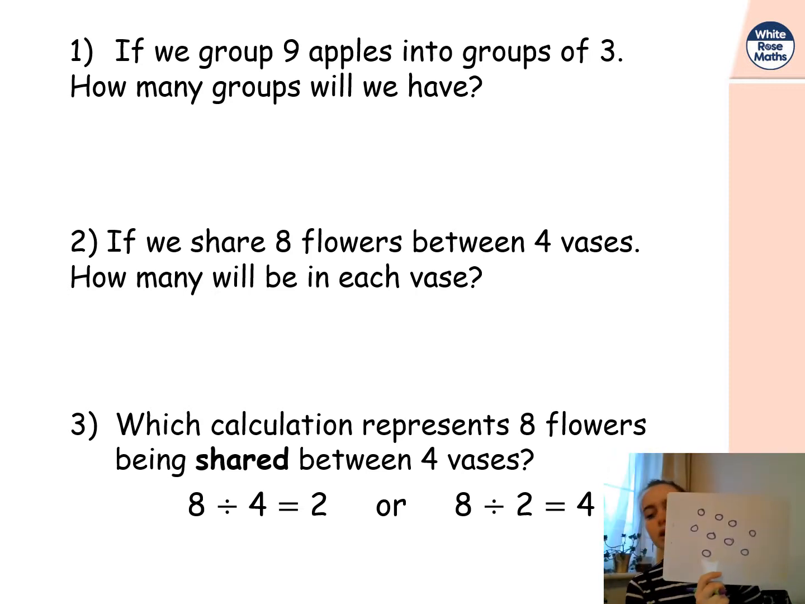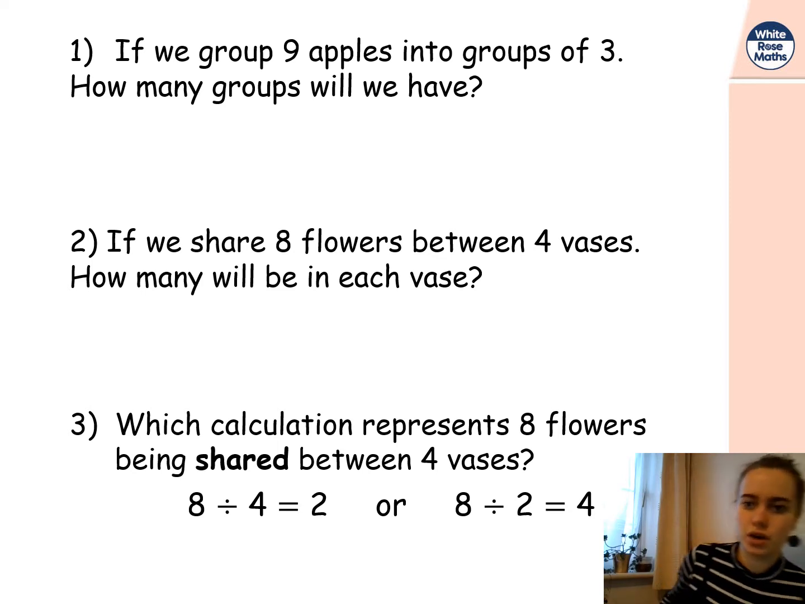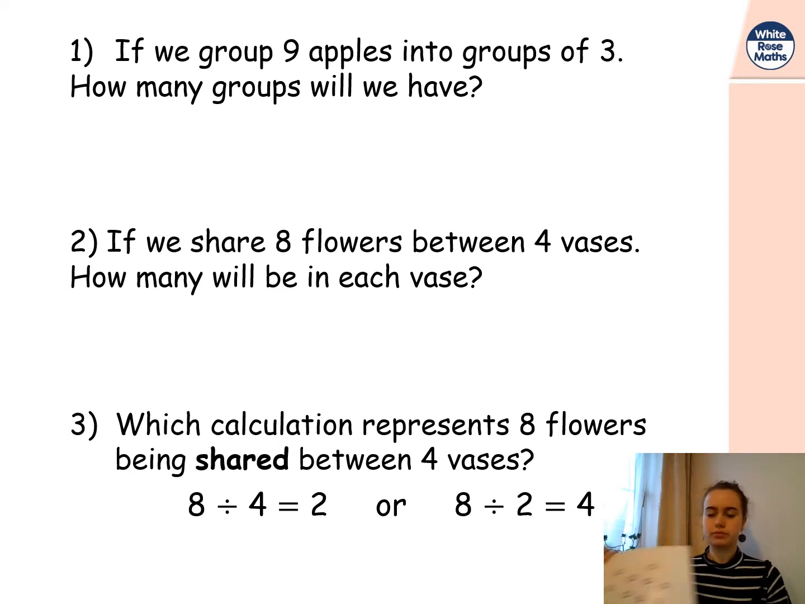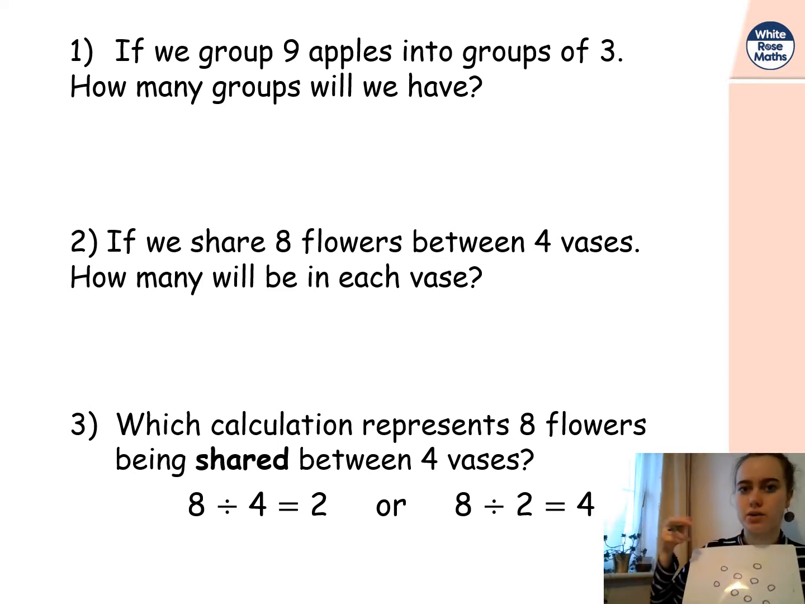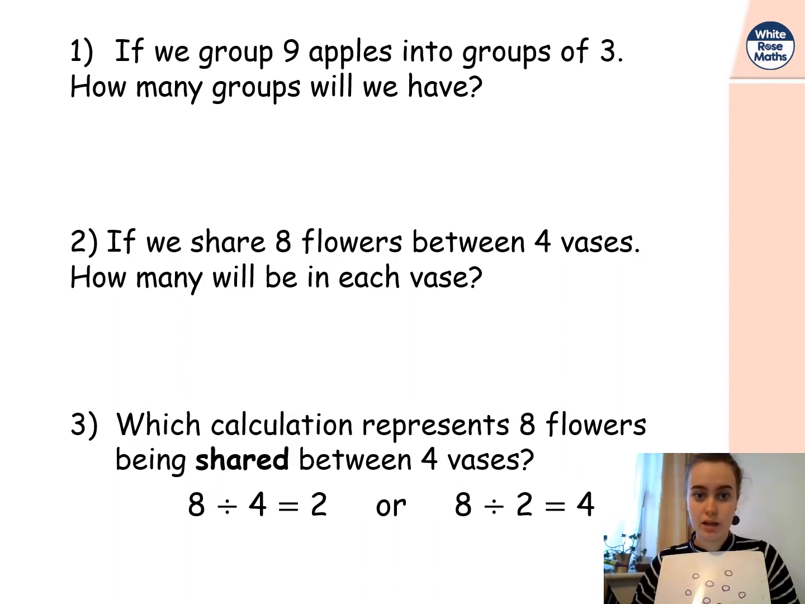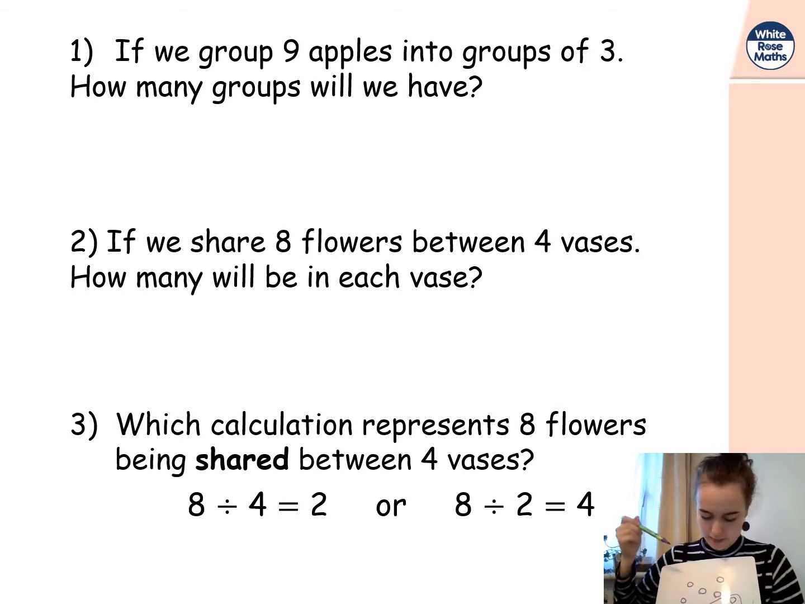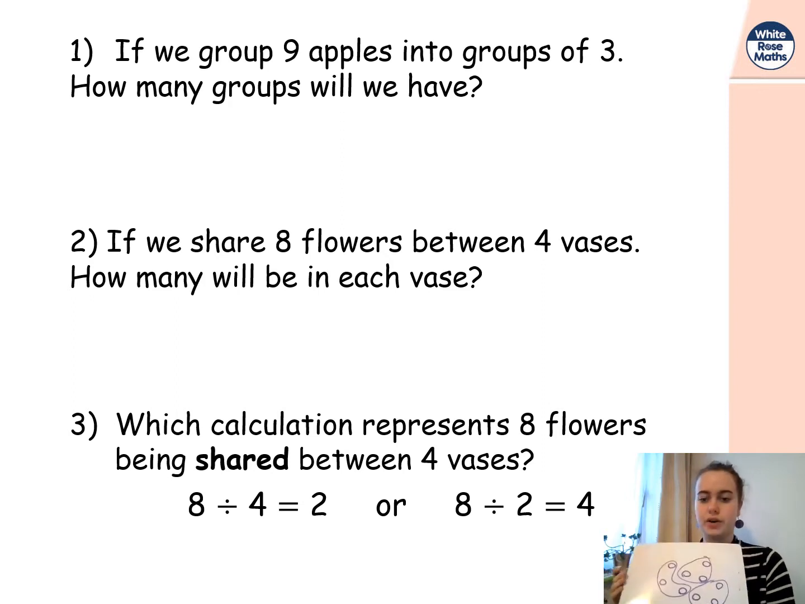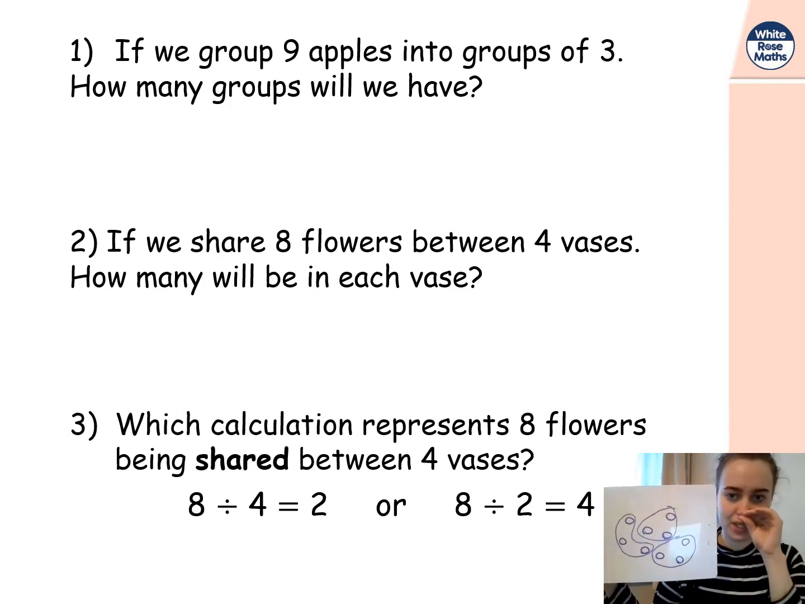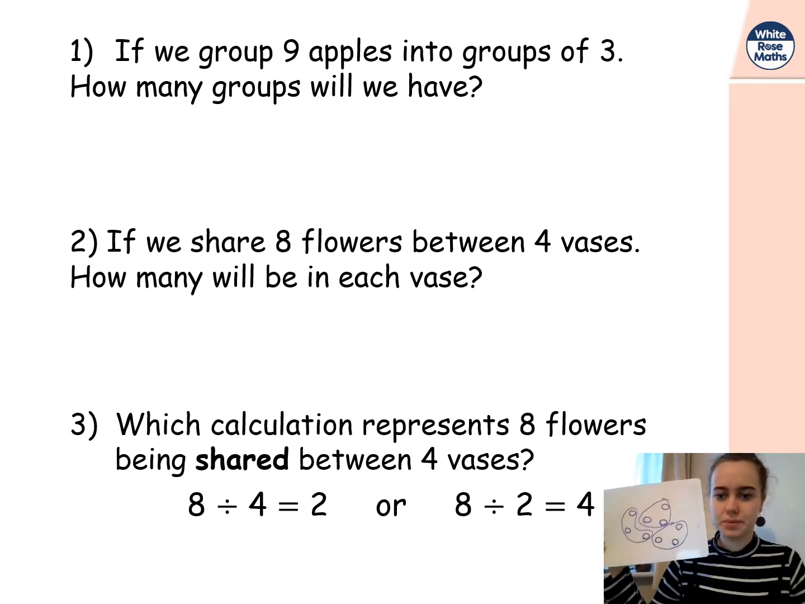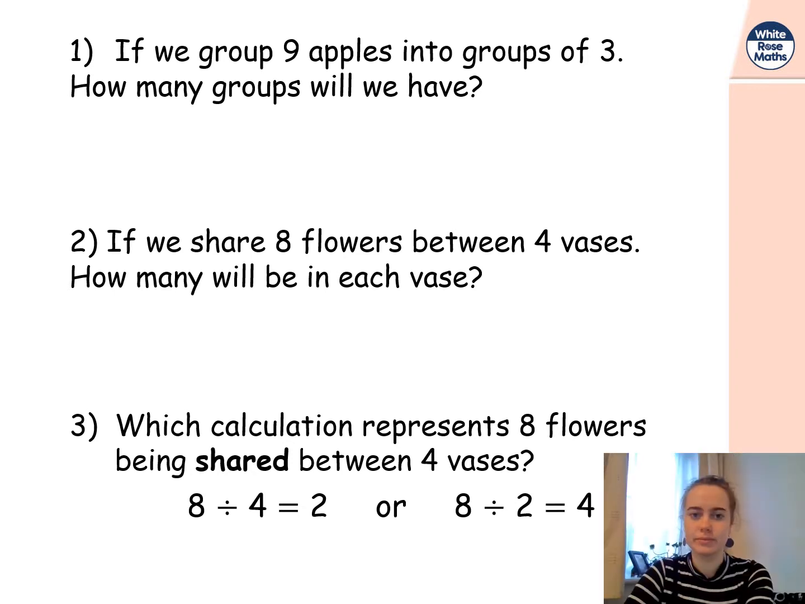So I've drawn out 9 and I want them into groups of 3. So I'm going to circle 3 circles at a time, 3 apples. So that's 1 lot of 3, 2 lots of 3 and 3 lots of 3. So I've circled my apples into groups of 3. How many groups will we have? We have got 1, 2.